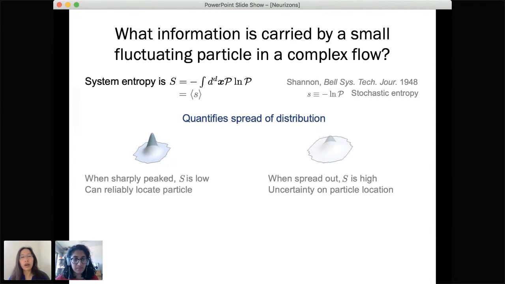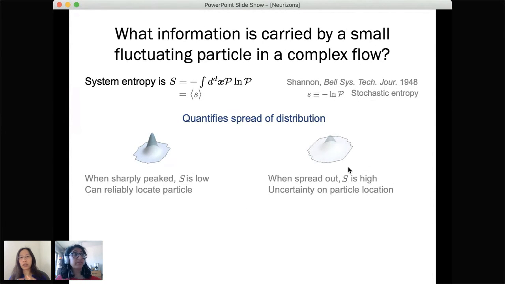And so here, the way to quantify information that we'll be using is that of Shannon entropy, which in these flows we can look at by looking at the mean of this log entropy for the system. And Shannon entropy is very intuitive in the sense that when the probability distribution is very sharply peaked, then this system entropy is low, which means that we can reliably locate where the particle is in space, because we know that it's very likely going to be at the peak.